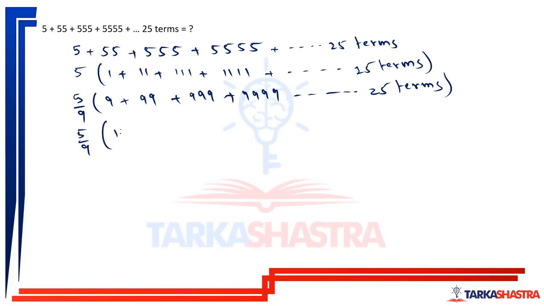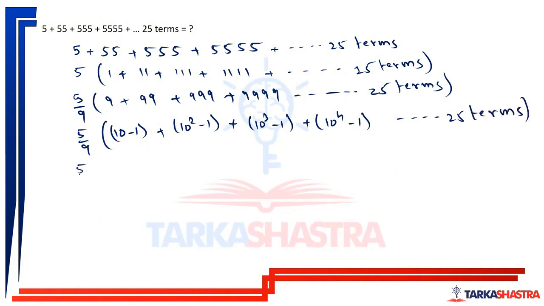What can I write here? It is 10 minus 1, right? 9 is 10 minus 1. This is 10 square minus 1, 100 minus 1. 99 is 100 minus 1, which is 10 square minus 1. 999 is 1000 minus 1, which is 10 cube minus 1. Then 9999 is 10 to the power 4 minus 1. Like these, there will be 25 terms.